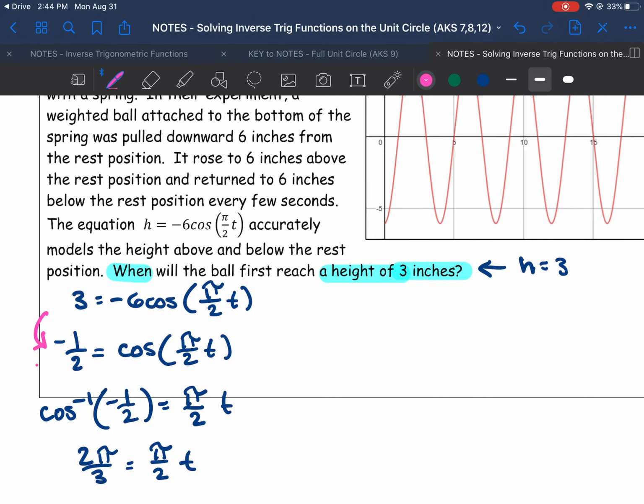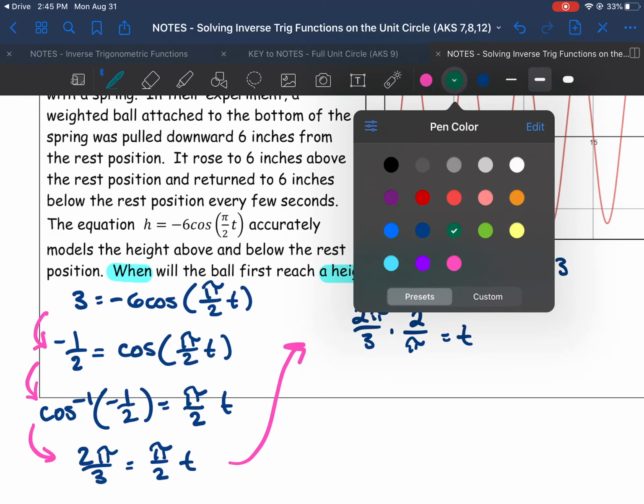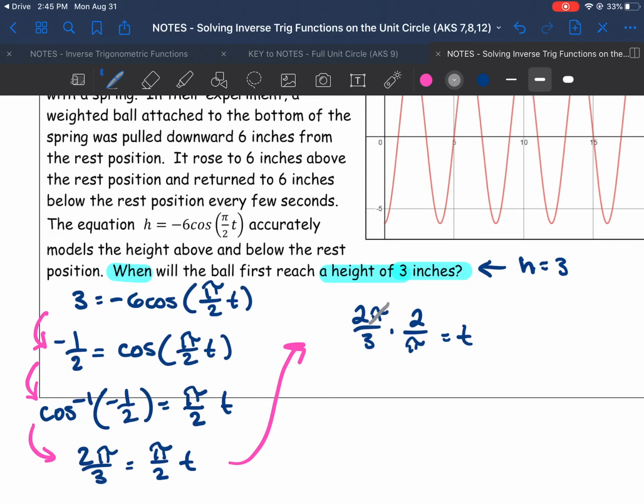So far we've gone here to here, here to here, here to here. Let's continue our work right over here. So if I want to isolate for t, I can multiply both sides by 2 over pi, which is the reciprocal of pi over 2. So now I have 2 pi over 3 times 2 over pi is equal to t. And then lastly, we just look and see what's going to cancel. So I can see that pi will cancel, and I'm going to get t is equal to 4/3. Okay, t is equal to 4/3 seconds, because our unit of time is seconds.